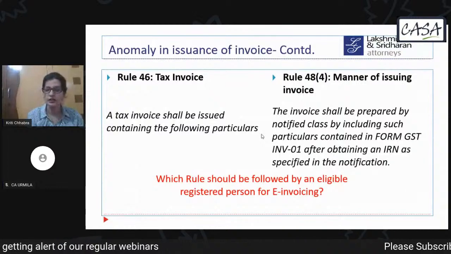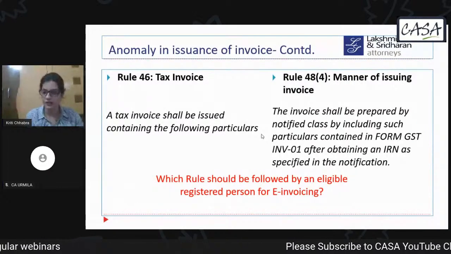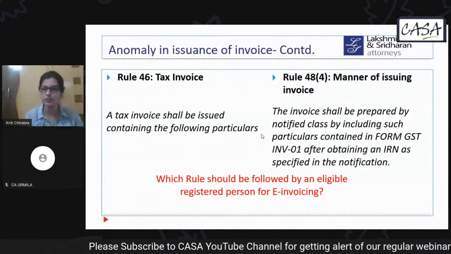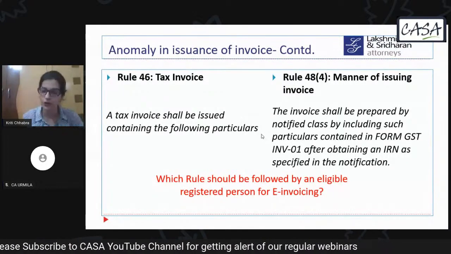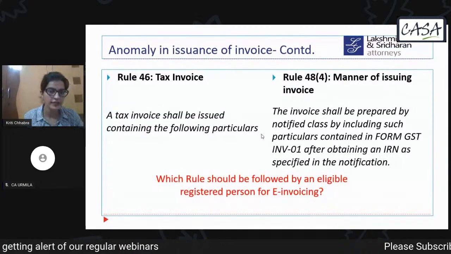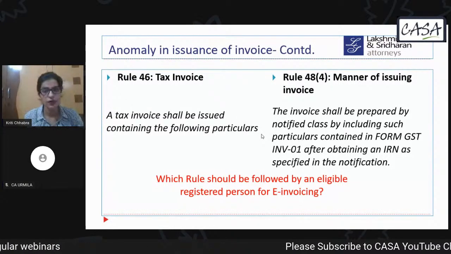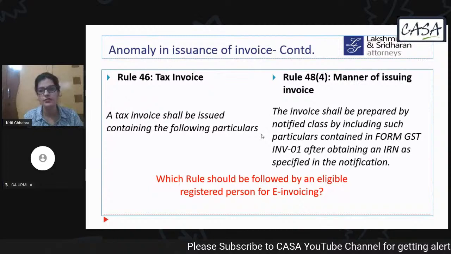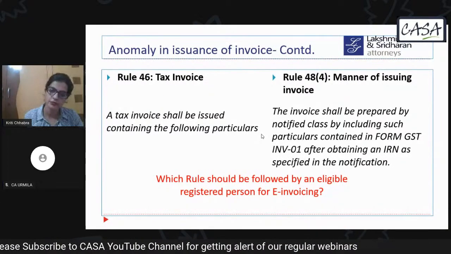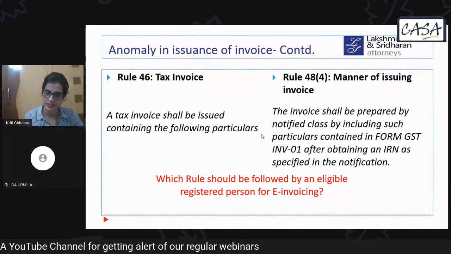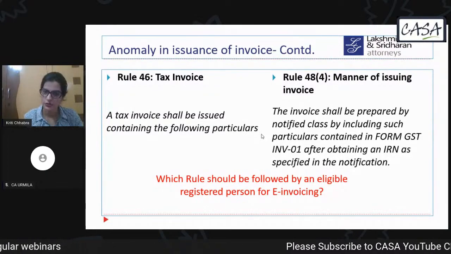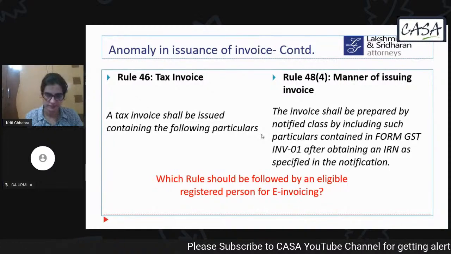Now there is one more important anomaly under the e-invoicing scheme. That is under Rule 46 with Rule 48(4). Rule 46 talks about certain particulars which should be there in a tax invoice, and Rule 48(4) talks about the manner of issuing invoice. Rule 46 was already in the picture since the beginning of the GST regime, and contains certain particulars which should be there in a tax invoice.